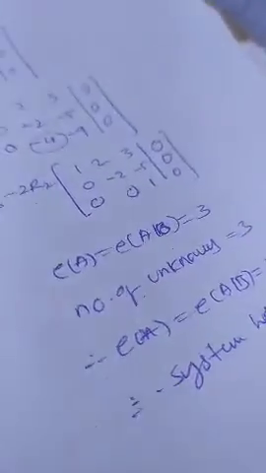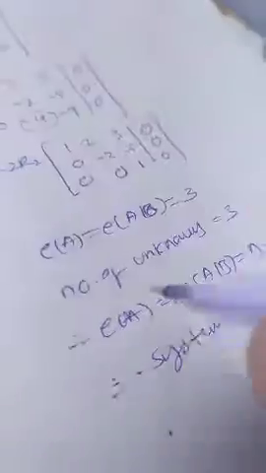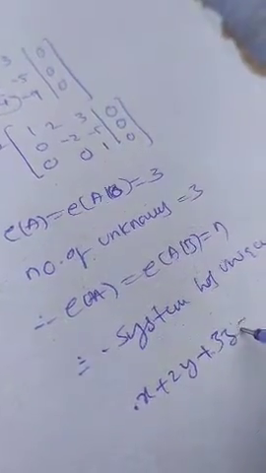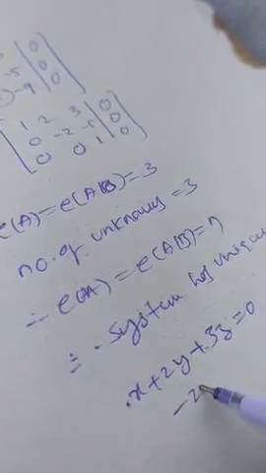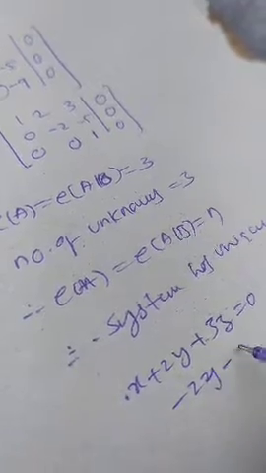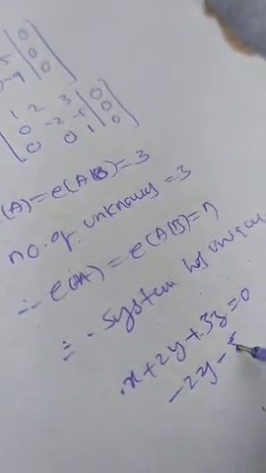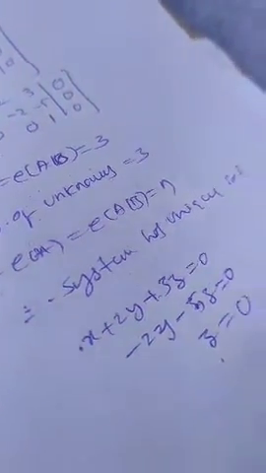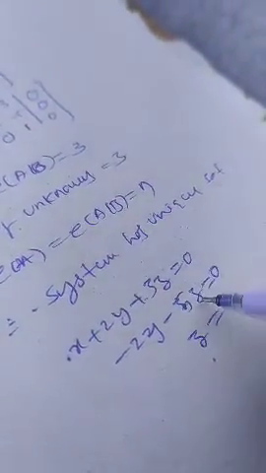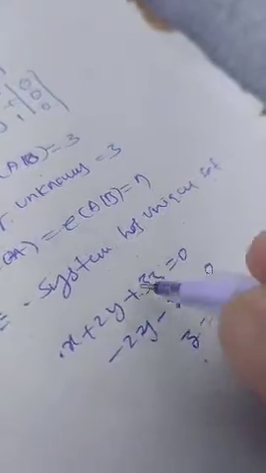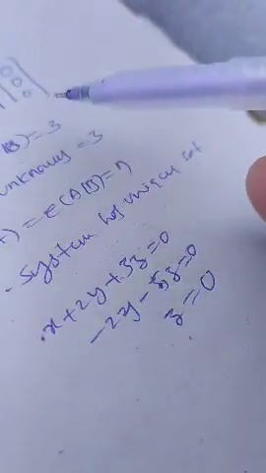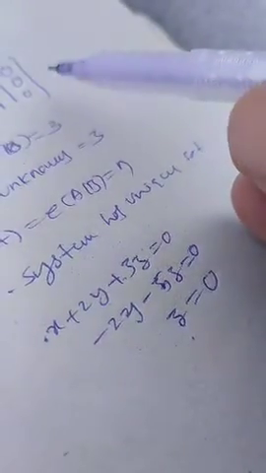What is the solution? The first equation is x plus 2y plus 3z is equal to 0. The second equation is minus 2y minus 5z is equal to 0, and z equals 0. Right? If z equals 0, substitute here, y equals 0. So remember one thing: when the system has a unique solution, that solution is always the zero solution.